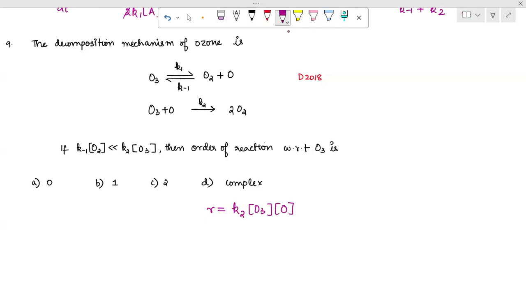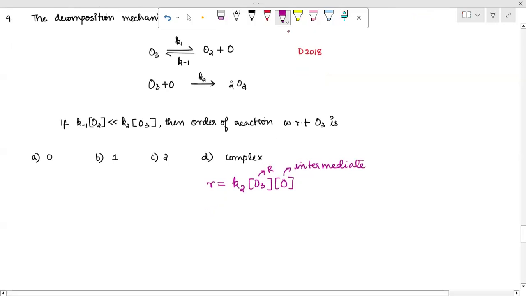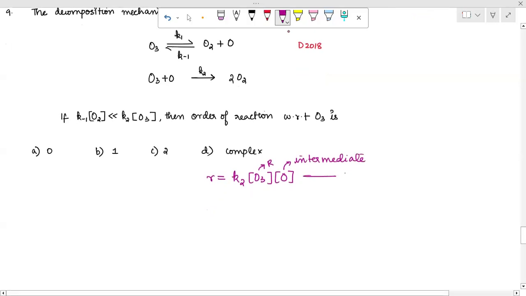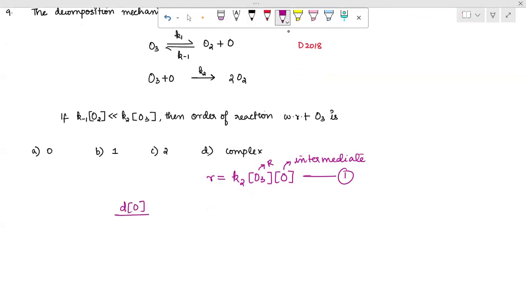Now this is the decomposition mechanism for ozone. Ozone is the reactant and O is the intermediate which we have to remove. How will we remove it? We'll have to apply the SSA. So let's say this is equation number 1. Let's apply SSA. dO by dt.